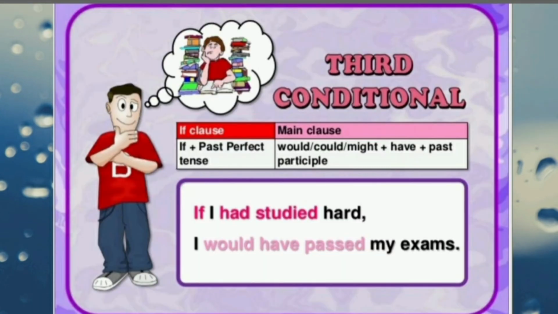Moving on to the last type of conditional, that is third conditional. The third conditional is used to express the past consequence of an unrealistic action or situation in the past. The structure of third conditional is if plus past perfect tense, followed by would, could, might plus have plus past participle. For example, if I had studied hard, I would have passed my exams.